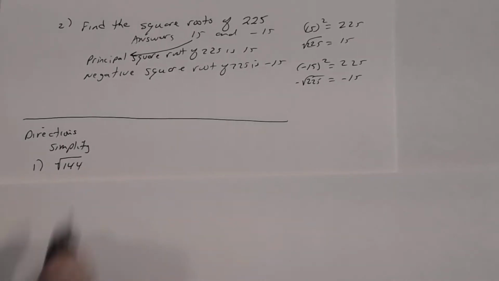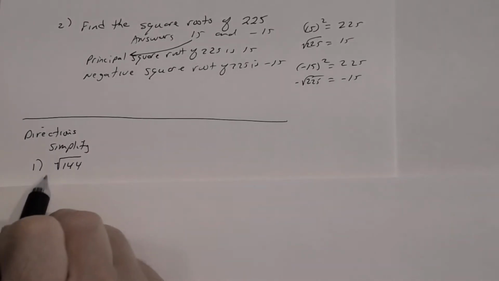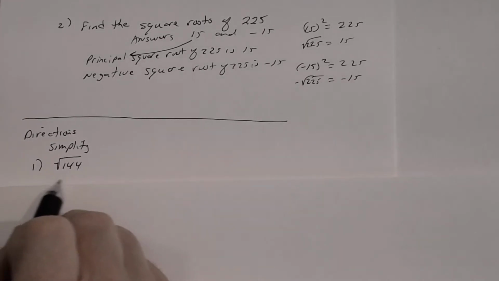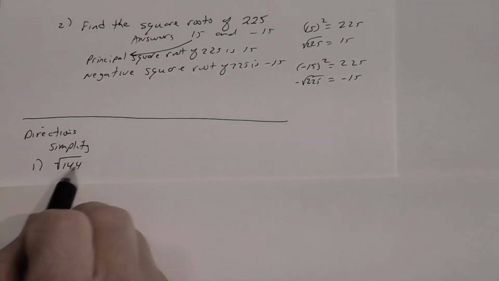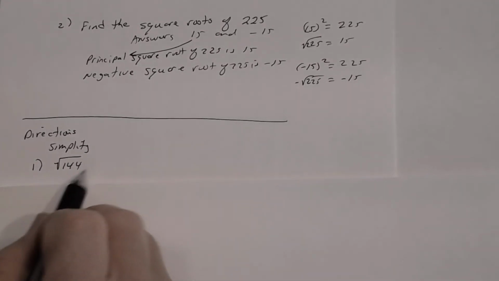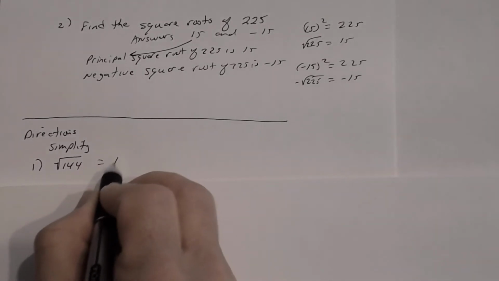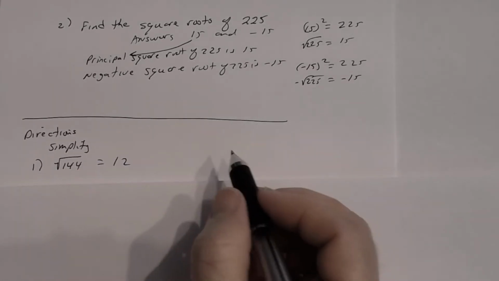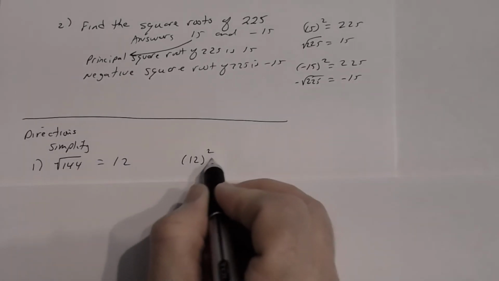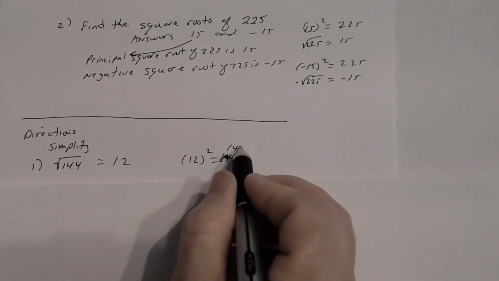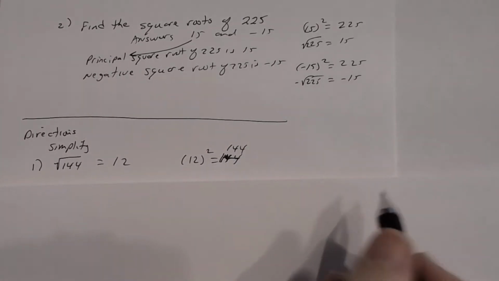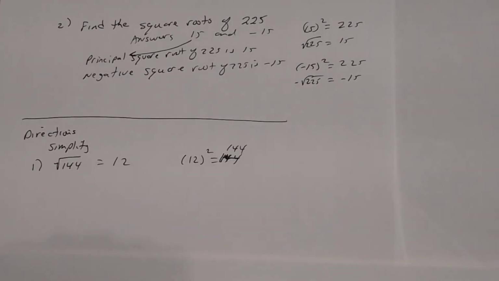Well, 12, right? Now also keep in mind, is this the principal square root or a negative square root? That's a principal square root. So because it's positive, the principal square root of 144 is just 12. And it's easy to see because 12 squared is 144. Okay? All right?